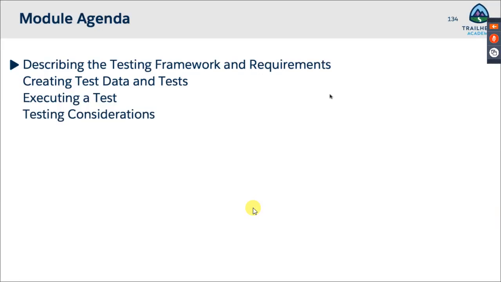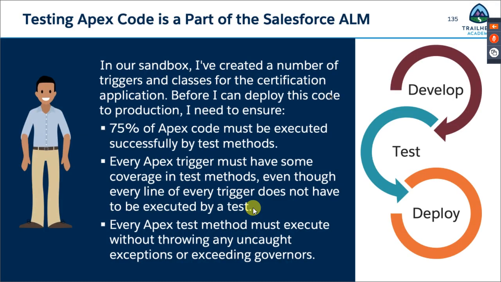Let's start with describing the testing framework and requirements. Before you can deploy from a sandbox to production, you must meet some testing requirements. Now, notice that in order to deploy from a sandbox to another sandbox, those requirements are not there. These requirements are there only in deploying to production.